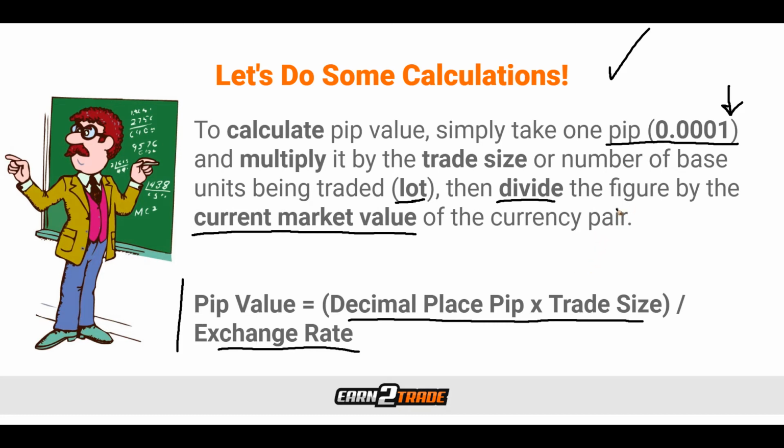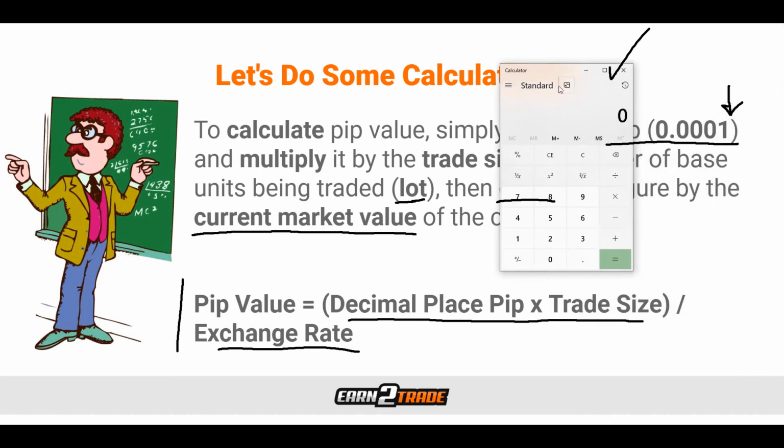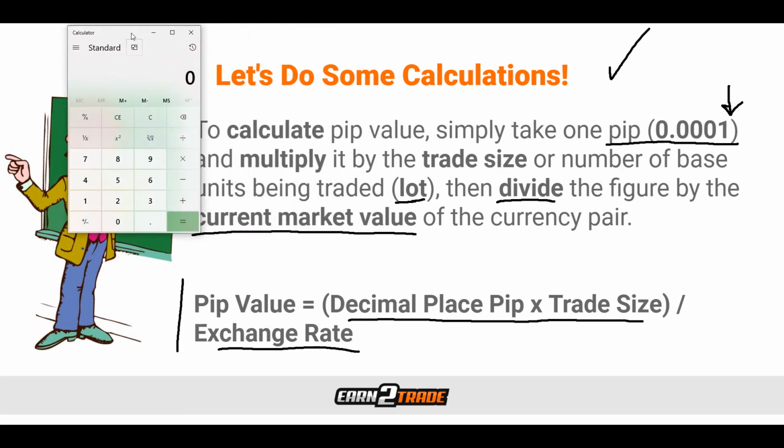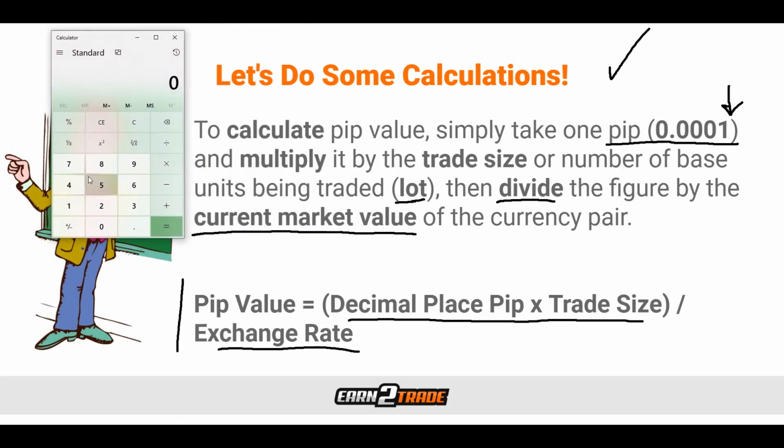If the quote currency is the US dollar, however, the pip value remains the same. A standard lot size of 100,000 equals a pip value of $10, which is our 0.0001 times 100,000. Let's say we're trading the dollar CAD, which is the USD CAD for those of you that are unfamiliar.